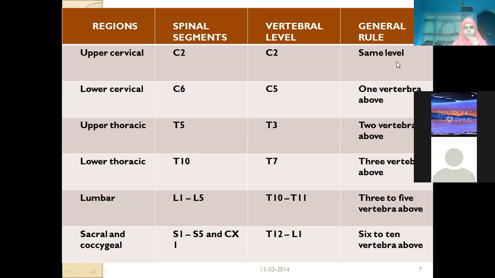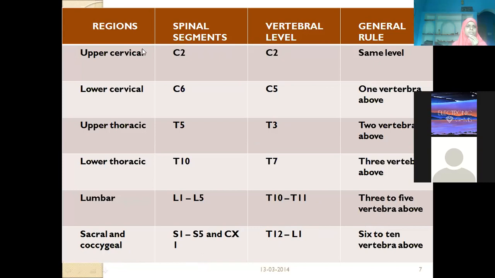Okay. Now, if you observe the segments, the spinal segments are actually not corresponding to the vertebra level. Because if you observe lumbar, sacral and coccygeal spinal segments, we know spinal cord itself is ending at the level of L1, isn't it? So that means sacral and coccygeal segments are found at the vertebra level T12 and L1.